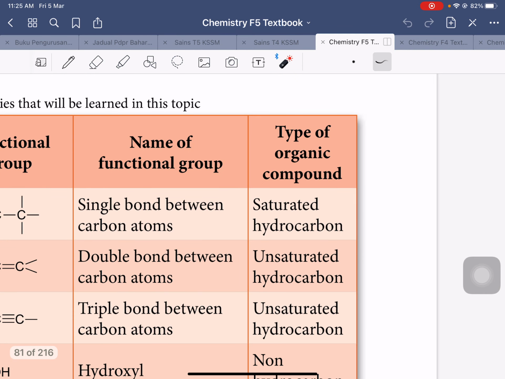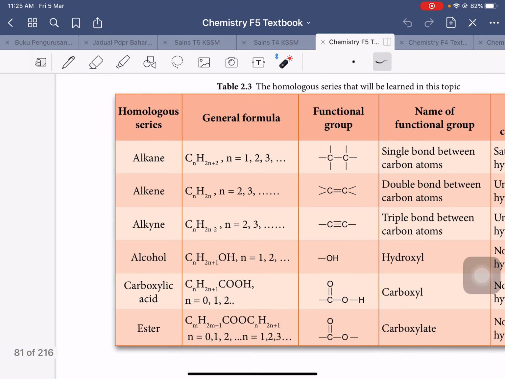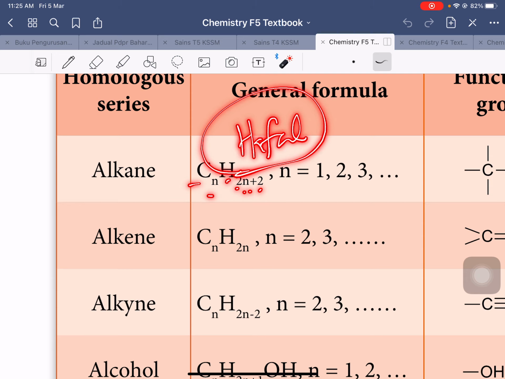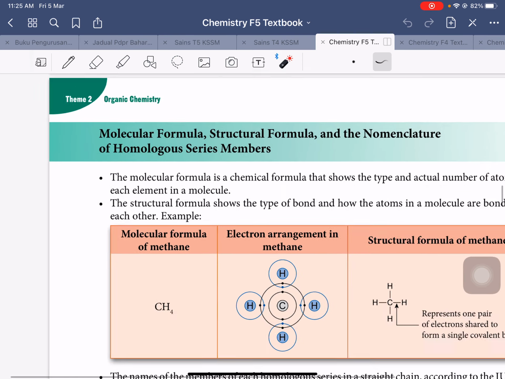And so on. The type of organic compound is saturated. Saturated means tiada double bond. Ingat, today we are going to focus on alkane. General formula CnH2n+2. Hafal, because this one is not given in the exam.